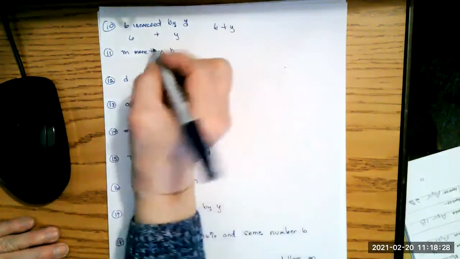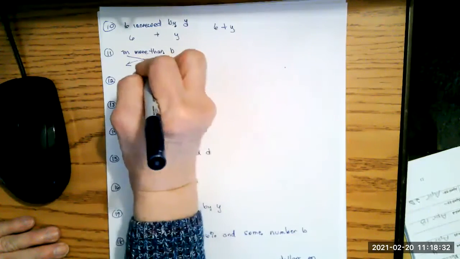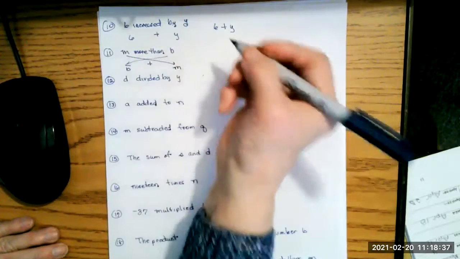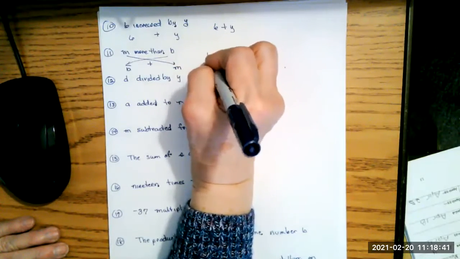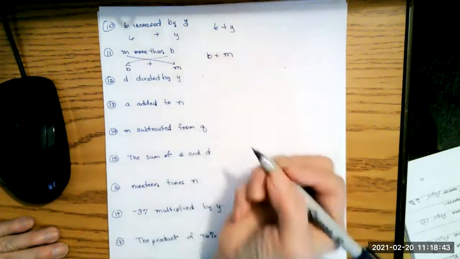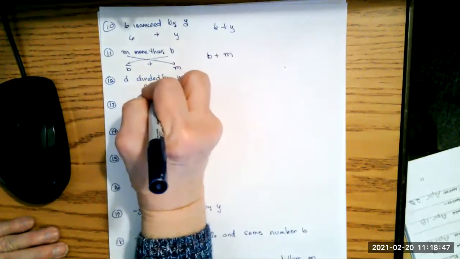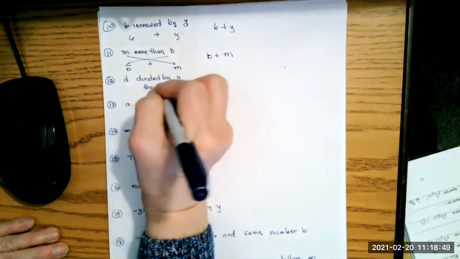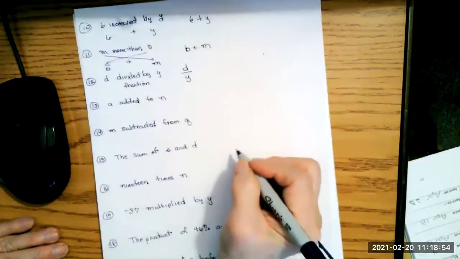More than is a reversal. So it's on the list of reversals. More than does mean plus, but the b comes on this side. The m comes on this side. So your answer is going to be b plus m. Divided by, remember we're using divided by as a fraction. So d divided by y would look like d over y.